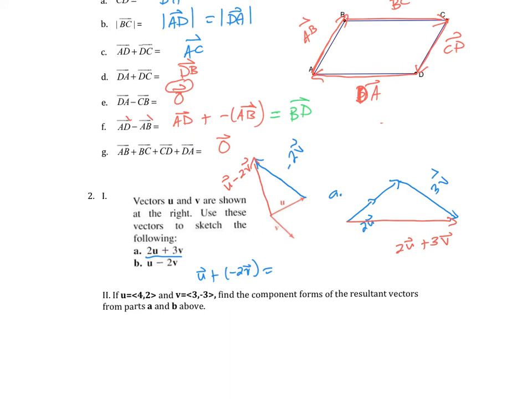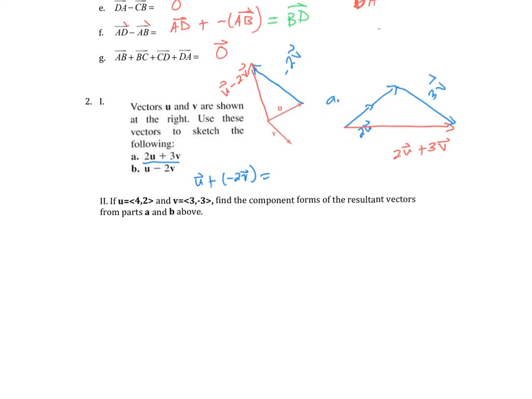All right, number 3, or actually it's number 2. Number 2 of part 2 is we're going to do some vector operations with components. Okay, so we want to find the component forms of the resultant vectors from parts A and B. So we need 2U plus 3V. So that's 2 times the vector U, which is 4, 2, plus 3 times a vector V, which is 3, negative 3.